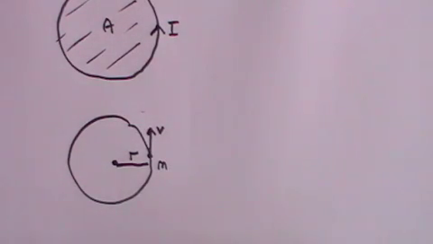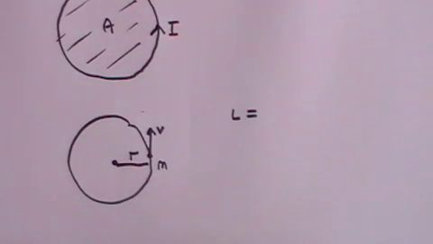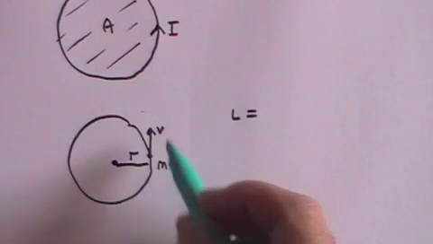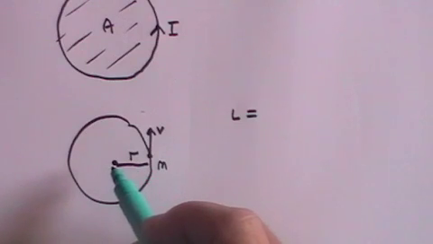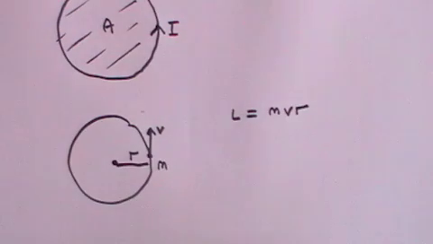And what we can say is the angular momentum of that electron. Well, angular momentum is ordinary momentum multiplied by the distance from the orbiting point. So the ordinary momentum is mv. Momentum is mass times velocity, and the distance from the orbiting point is r. So L is mvr. That's the angular momentum of the electron.